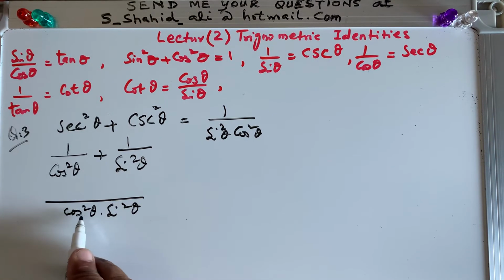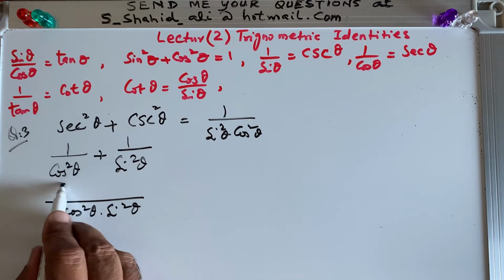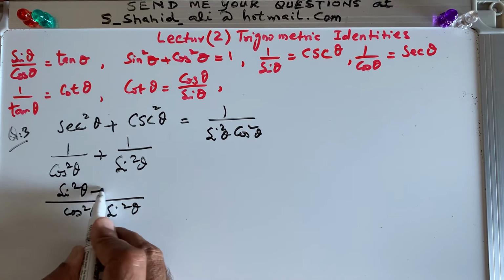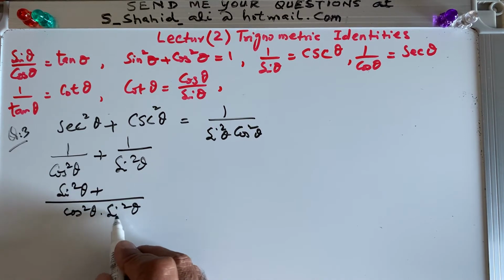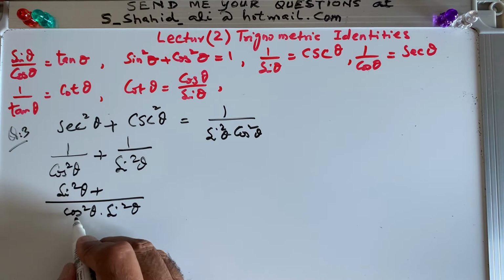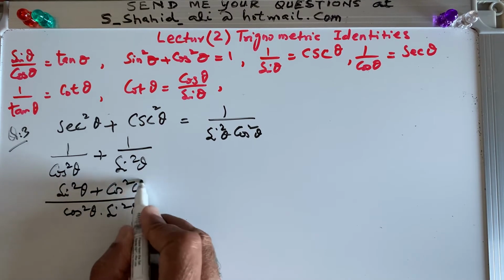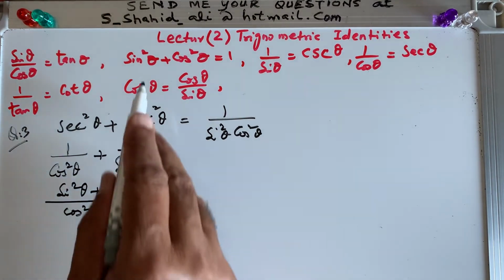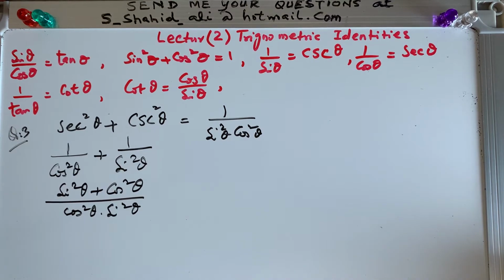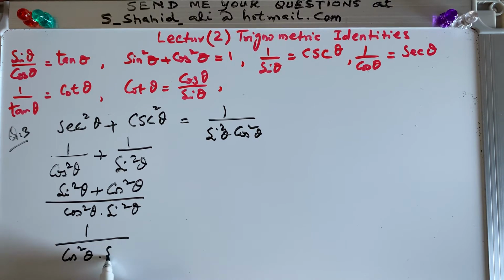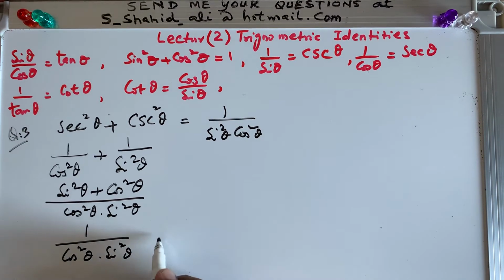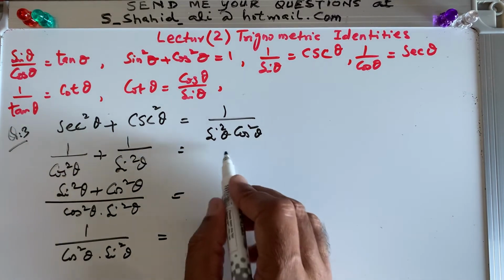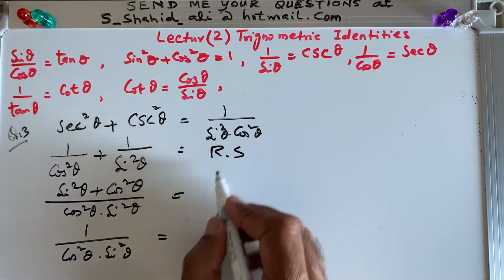When we divide, cos square theta is gone, 1 will be multiplied by sine square theta. And when we divide here, sine square theta is gone, 1 will be multiplied with cos square theta. So we can use this identity, sine square theta plus cos square theta is equal to 1. So I have left over cos square theta and sine square theta, which is the same as my right hand side.